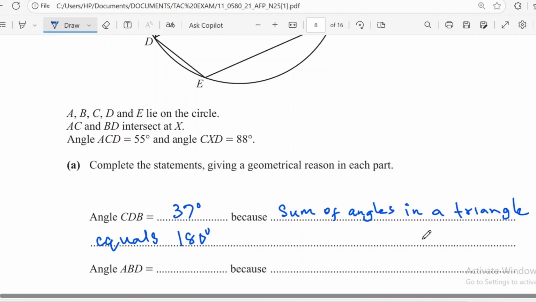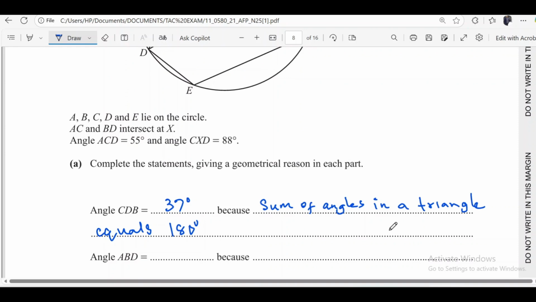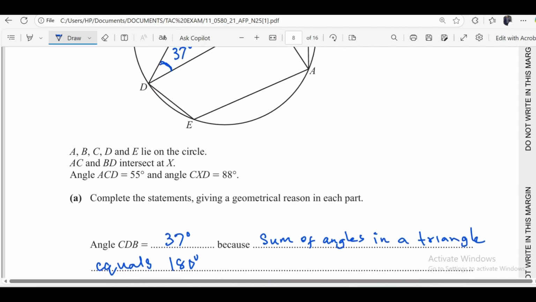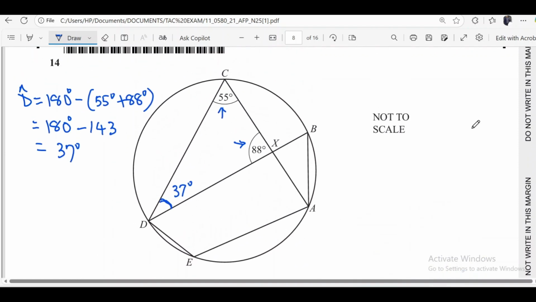So the next one, angle ABD. Angle ABD. Let's go back to check angle ABD. So this is A to B and to this. So we are referring to this angle here. If we look at it, we can put a line here.